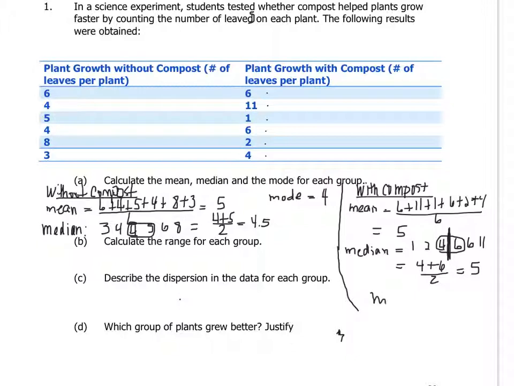And the mode for this set of data would be 6.